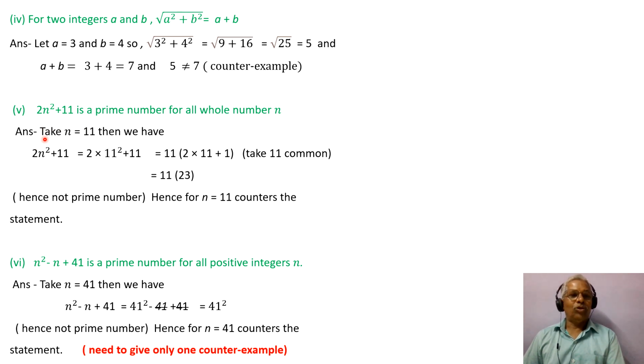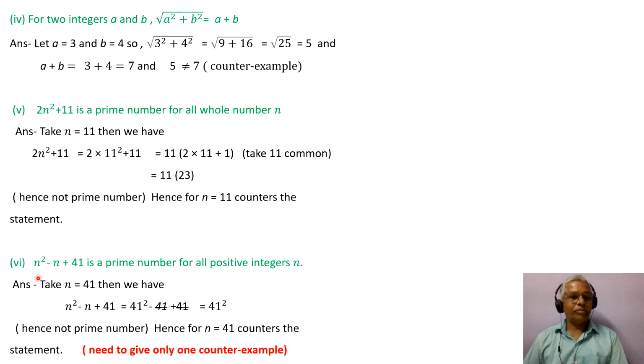So take n equal to 11, then 2n square plus 11 is 2 into 11 square plus 11. Take 11 common: 11 into (2 into 11 plus 1), so 11 into 23. Now this is a product, so definitely not prime. Got it, hence not a prime number. Hence n equal to 11 is a counterexample, or it counters the statement.